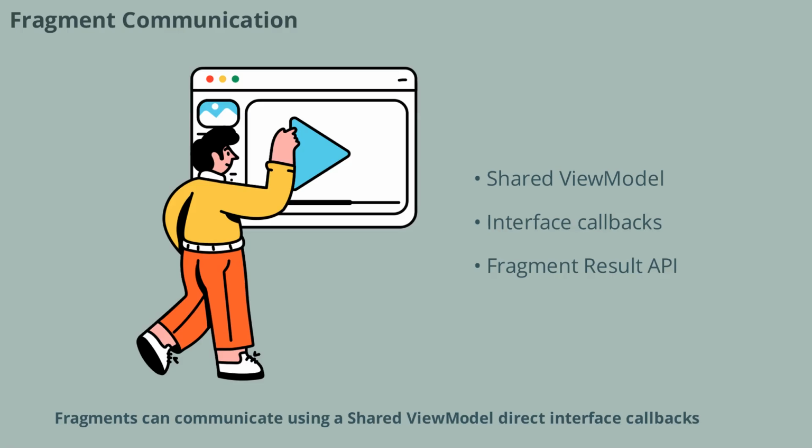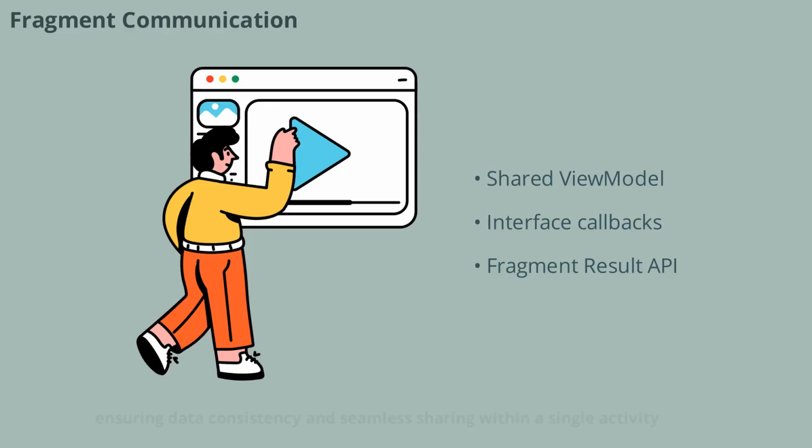Fragments can communicate using a shared ViewModel, direct interface callbacks, the Fragment Result API, or by passing data through arguments. Shared ViewModel is the most modern approach, ensuring data consistency and seamless sharing within a single activity.